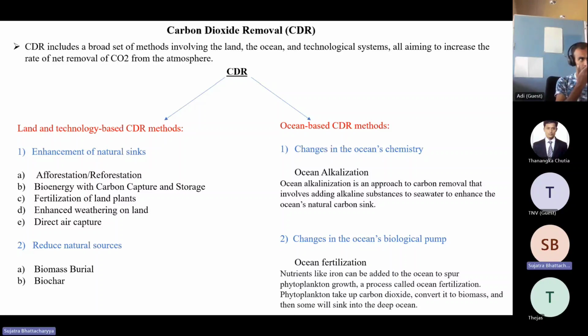This process is called ocean fertilization, in which we add some nutrients like iron to the ocean, so that ocean organisms can absorb more and more carbon dioxide, and using photosynthesis convert it into biomass.